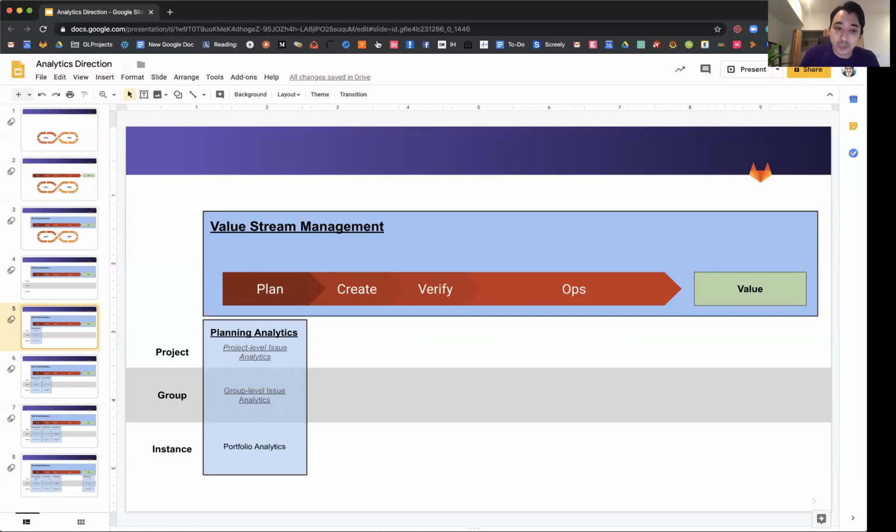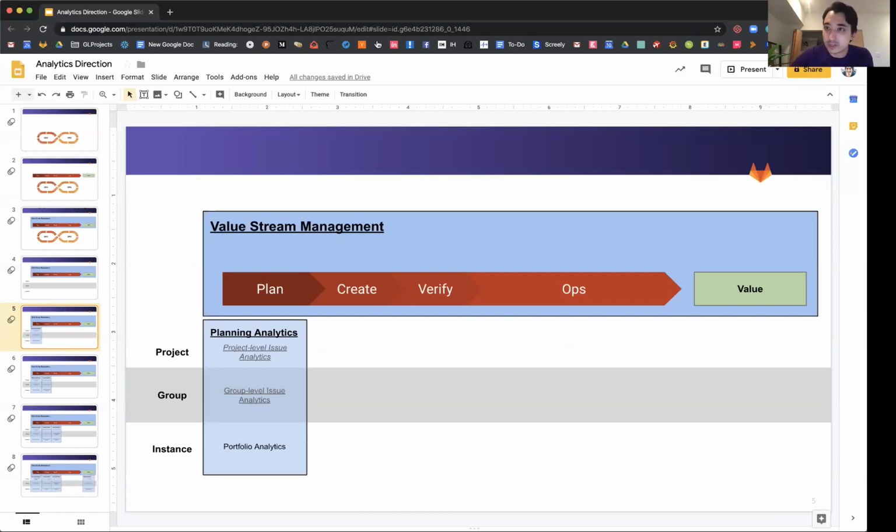Eventually, we'd like to introduce instance level planning analytics to help you better understand predictability and planning at the instance and portfolio level. So I think that aligns really nicely with our buyer model, where we have primarily Core and Starter features at the project level, and group and instance level features that apply to larger enterprises in higher tiers. But it also aligns well with the information architecture of our application, where we have a series of features that sit at the project, group, and instance level.